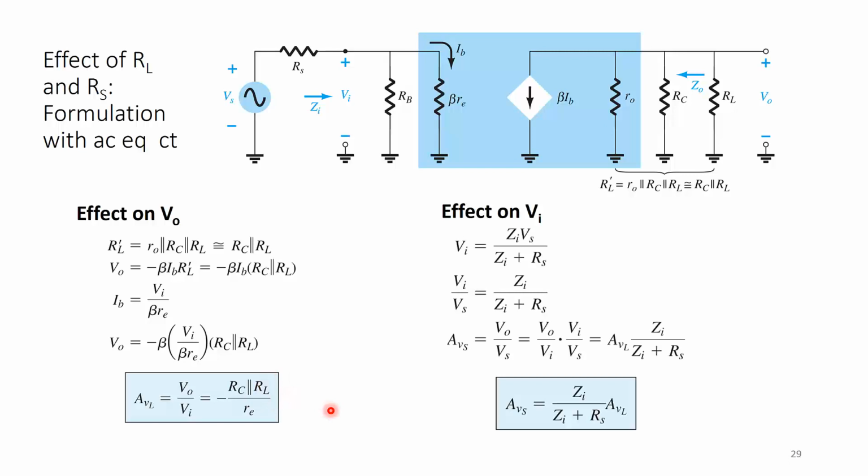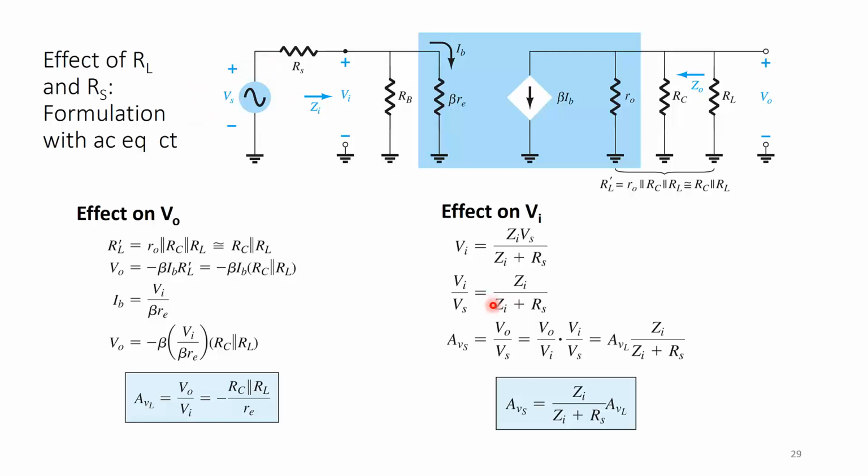Now what happens if there is a source resistance? If there is a source resistance, I can apply the voltage divider rule across the input impedance of this network, as represented by Zin. So I have Vin equals Zin divided by Zin plus Rs times the source voltage Vs.